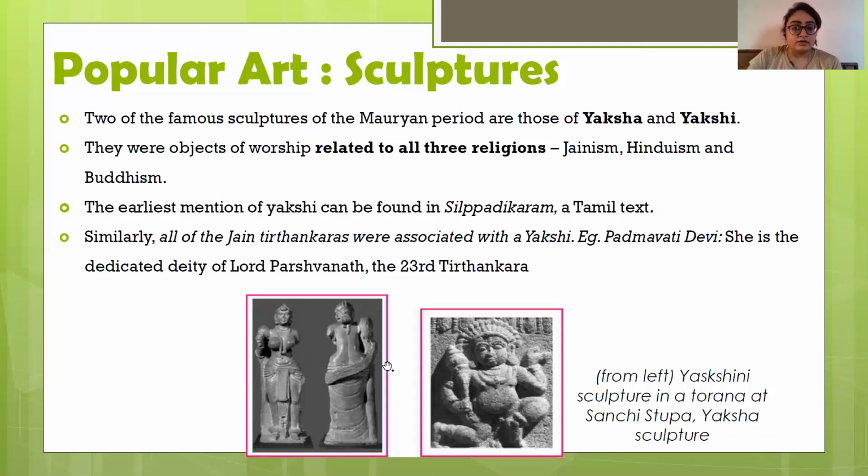Fine. So some sculptures of Yaksha and Yakshini which have been made are these. This is the Yakshini sculpture which has been found in a Toran at Sanchi Stupa, and this is a sculpture of a Yaksha. Yakshi is a female version and Yaksha is a male version. Clear?